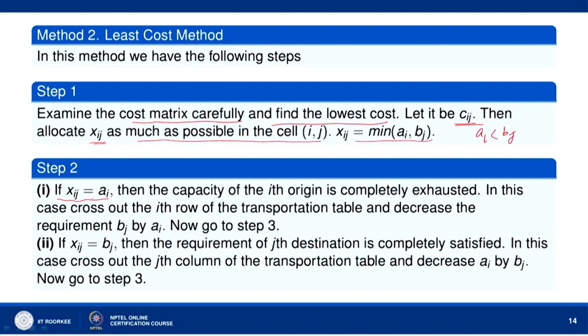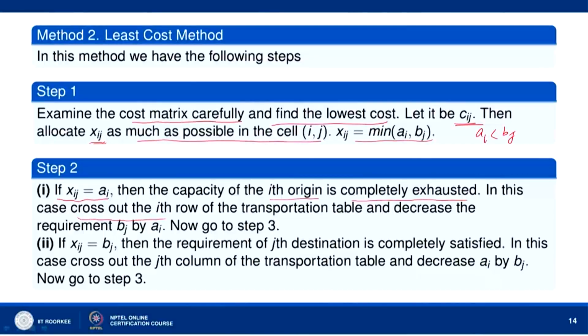If Xij equals Ai, then the capacity of the ith origin is completely exhausted, because Ai is the quantity available at the ith source. So the ith origin is completely exhausted. In this case, cross out the ith row of the transportation table and decrease the requirement Bj by Ai. Now we will go to step 3.